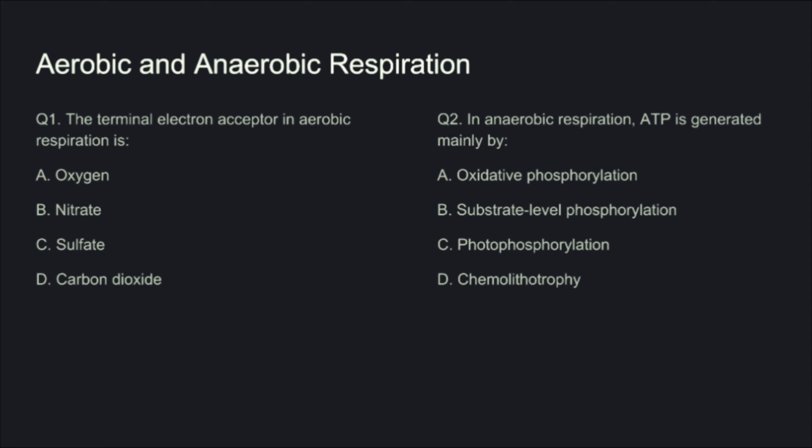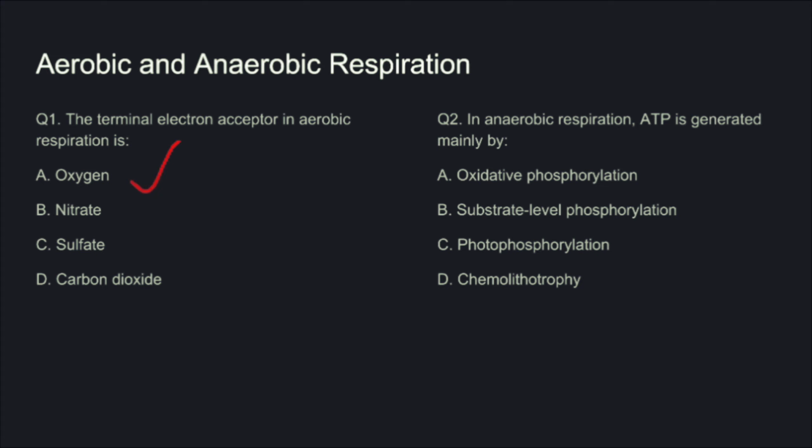Now the next topic is aerobic and anaerobic respiration. First question here is, the terminal electron acceptor in aerobic respiration is, options are A oxygen, B nitrate, C sulfate, D carbon dioxide. Correct answer, easy question, option A, oxygen.